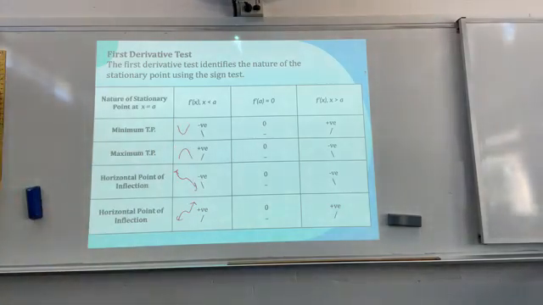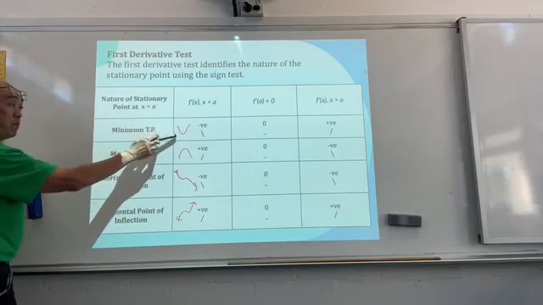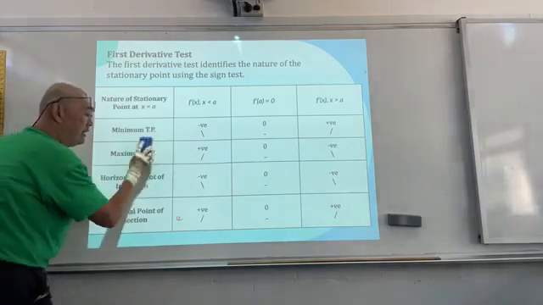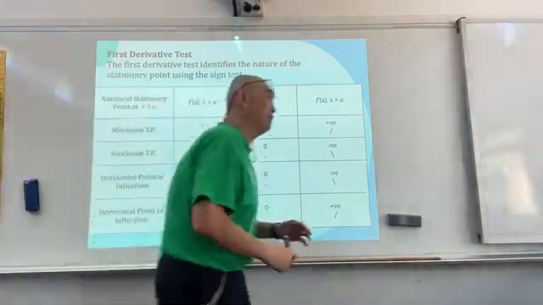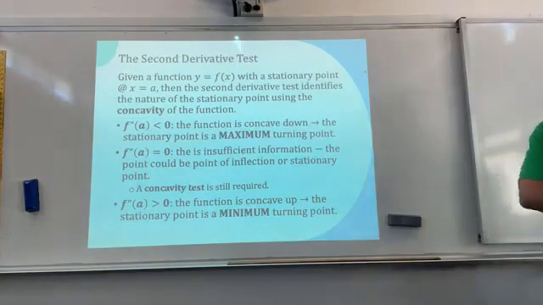So now, like I said, think about the concavity, because we use the second derivative to test for the concavity of the curve. So if minimum turning point, this is concave up, and this is concave down. Let's start thinking about how do we use the second derivative. Alright, the second derivative test.